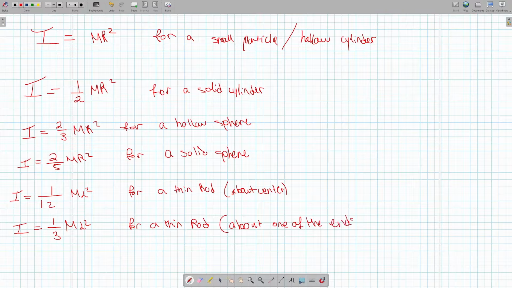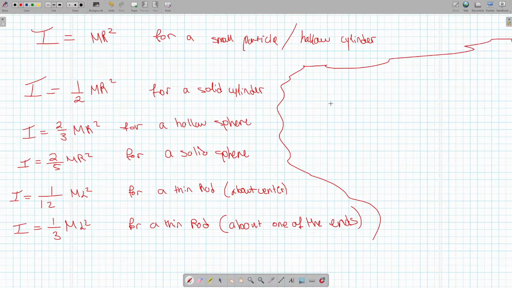So I expect everyone here to have this memorized, okay? You must memorize this. You can't solve any questions if you don't know these. And then we're going to put a nice thing on the side.